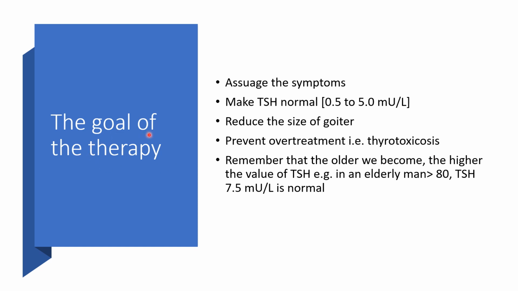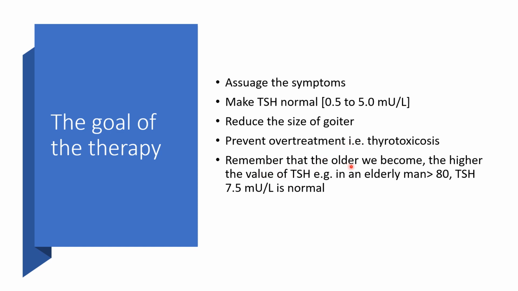The goal of the therapy, what do we need to get? Why do we need to treat? What are we targeting? We want to relieve the symptoms, assuage, make the situation better for this patient, alleviate, okay? Make TSH normal, and then reduce the size of goiter, prevent over-treatment. We have to be careful. The fact that this is hypothyroidism and we are giving T4 doesn't mean we should then overdo it and tilt the patient to thyrotoxicosis.